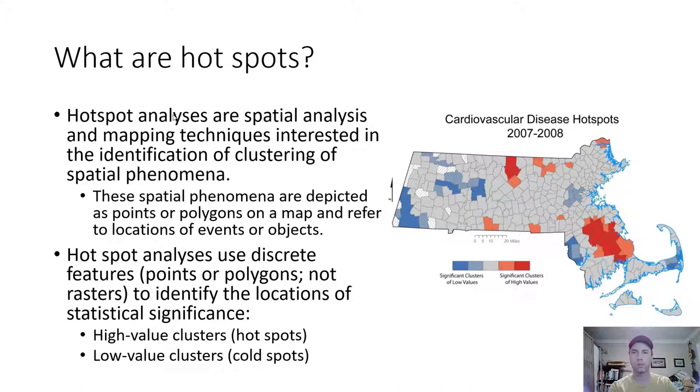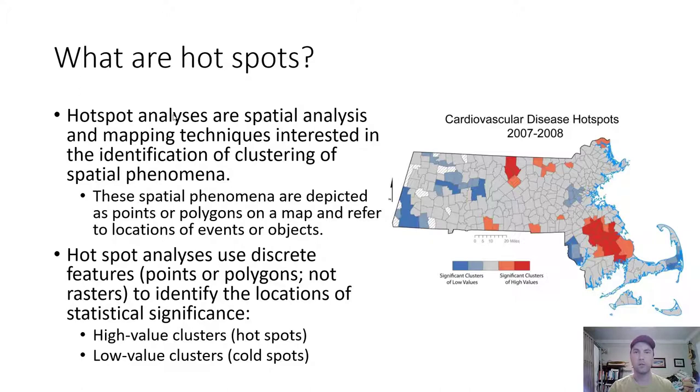So if you look at the map here on the right, it's cardiovascular disease hot spots. So we could consider that objects in the sense that they're people, but really these are specifically events. These are the occurrences or the prevalence of heart disease among the general population, right? So people are distributed everywhere, basically corresponding with population density. So wherever there are settlements, rather, there will be people.